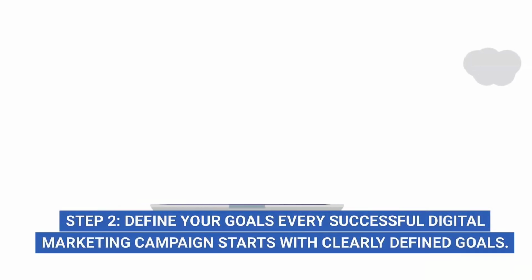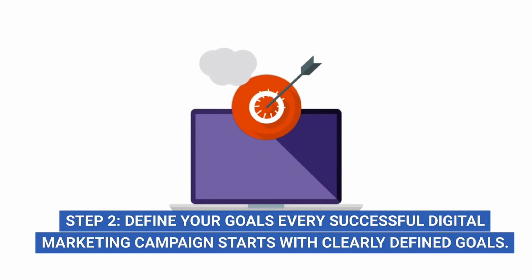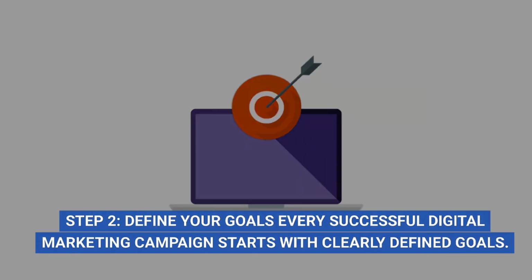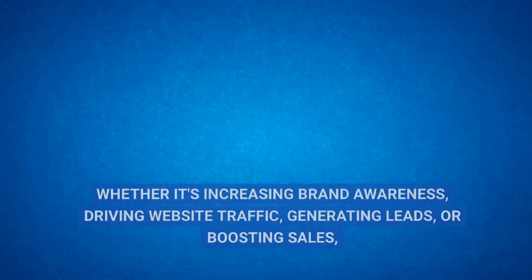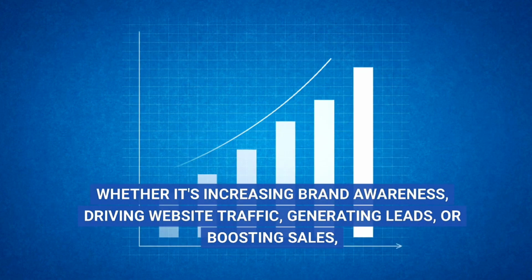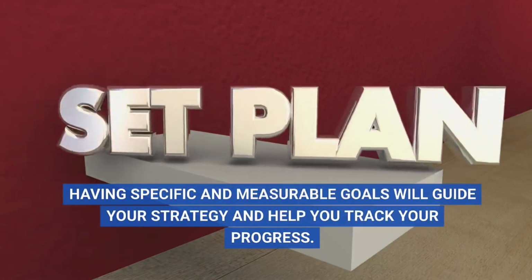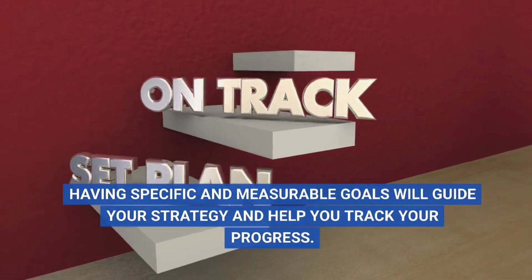Step 2. Define your goals. Every successful digital marketing campaign starts with clearly defined goals. Determine what you want to achieve through your digital marketing efforts, whether it's increasing brand awareness, driving website traffic, generating leads, or boosting sales. Having specific and measurable goals will guide your strategy and help you track your progress.